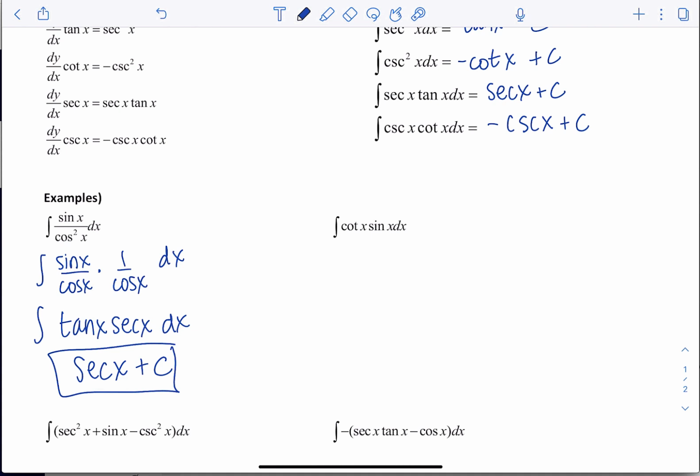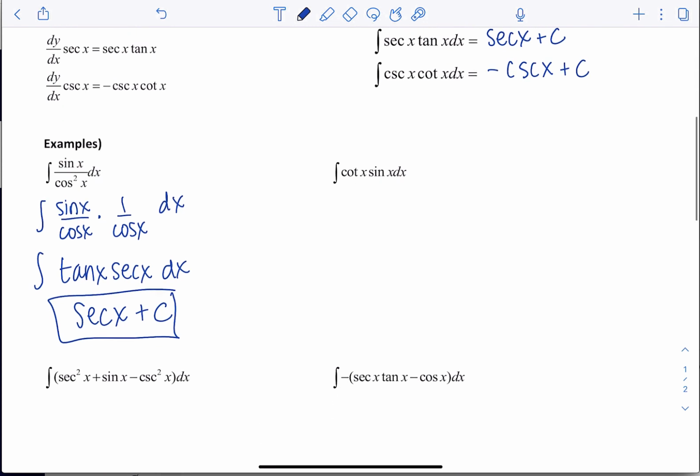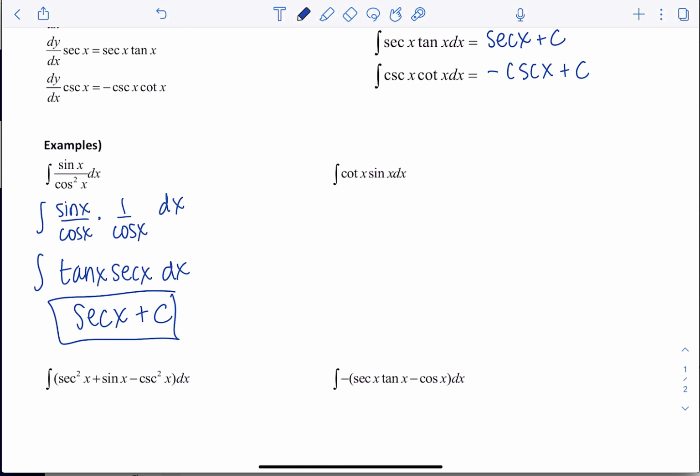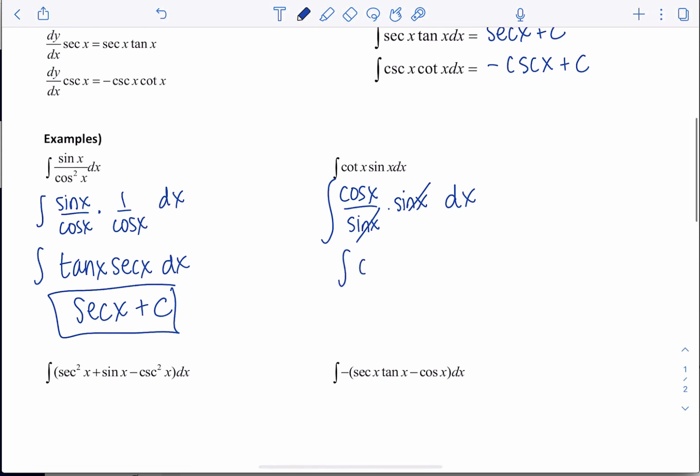Well, in the next one, cotangent x sine x, that is not one of the trig antiderivatives that we have, but we can use some of our identities to try to simplify this. This should remind you of all of those trig identities that you did in pre-calc. Cotangent is cosine x over sine x, and then we have our sine x. The reason this will help is that sine x cancels, and we're left with just the antiderivative of cosine x, which is just sine x plus c.